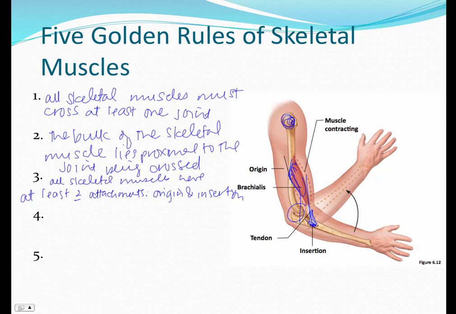The fourth golden rule of skeletal muscles is that skeletal muscles can only pull and they can never push. And why is it that they can pull? Because contraction occurs. As they contract, this appendage is going to come closer to the contraction site. And then finally, the last golden rule is that during a contraction, the skeletal muscle insertion moves towards the origin.